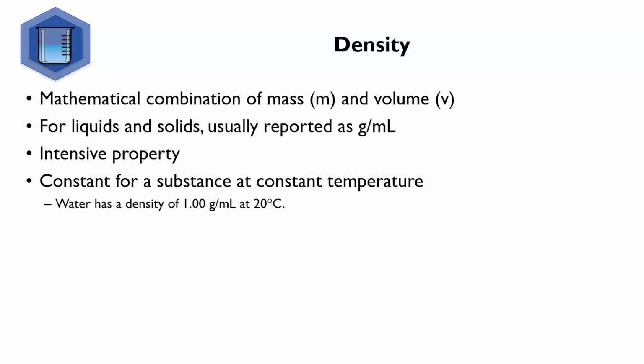Density is an intensive property, meaning it doesn't matter if I have 10 milliliters, 100 milliliters, or a liter of something. If it's the same solution, the density will be the same as long as the temperature is constant. So for example, water has a density of 1.00 grams per milliliter at 20 degrees Celsius. This does change with temperature, but only slightly.